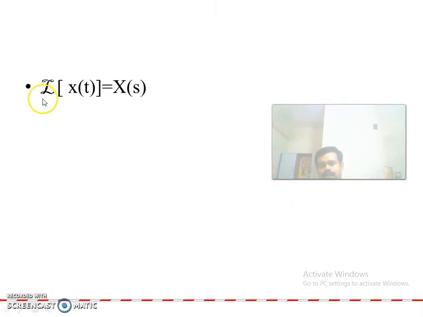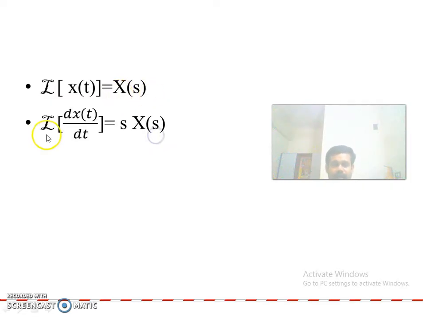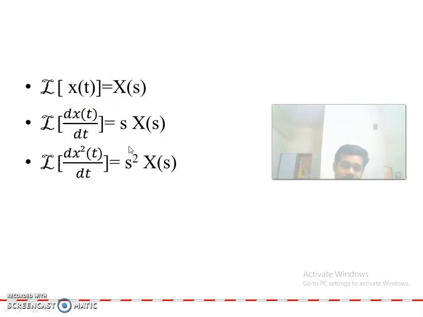Now the Laplace transform of x of t is x of s. The Laplace transform of dx of t by dt is s into x of s, and the Laplace transform of d square x of t by dt square is s square into x of s. Okay, so these we will be using in this mathematical modeling.